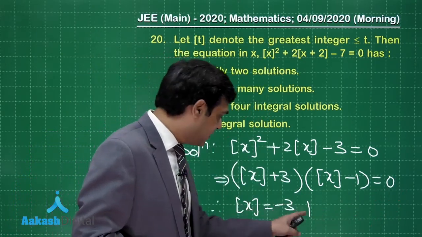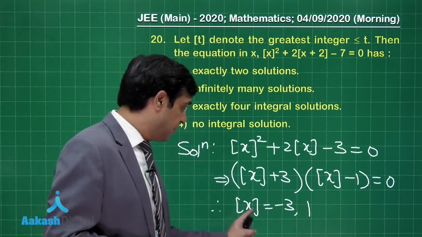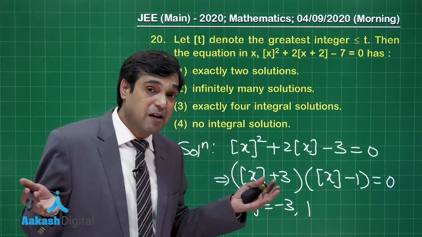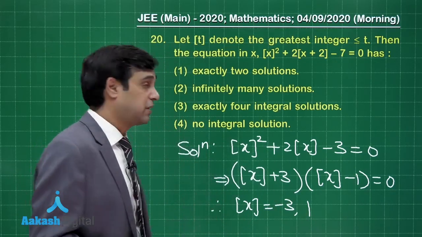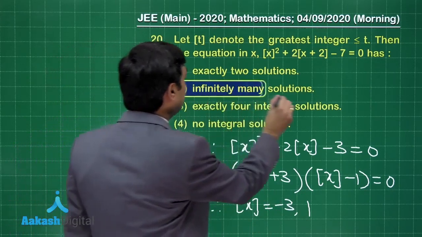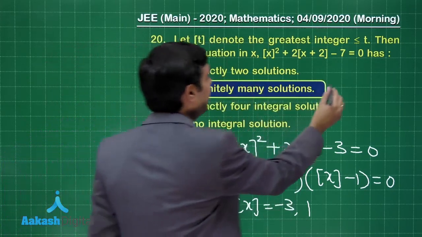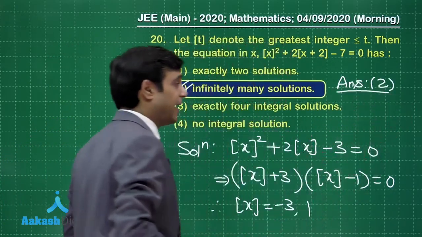So we can clearly see when the greatest integer is 1, x is between 1 to 2. In a similar fashion, we have an interval for the other one also. So how many solutions do we have? We have infinitely many solutions for this equation. So let's check from the options. We can see that option number 2 reads the same thing, that is, it has infinitely many solutions. So let's mark it as the required result.